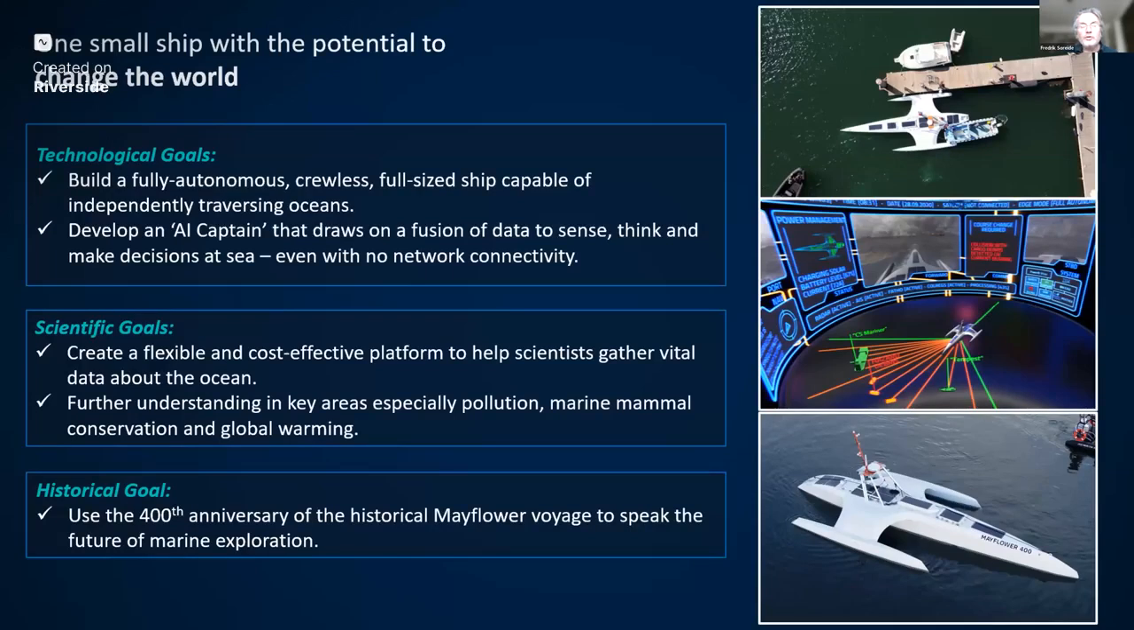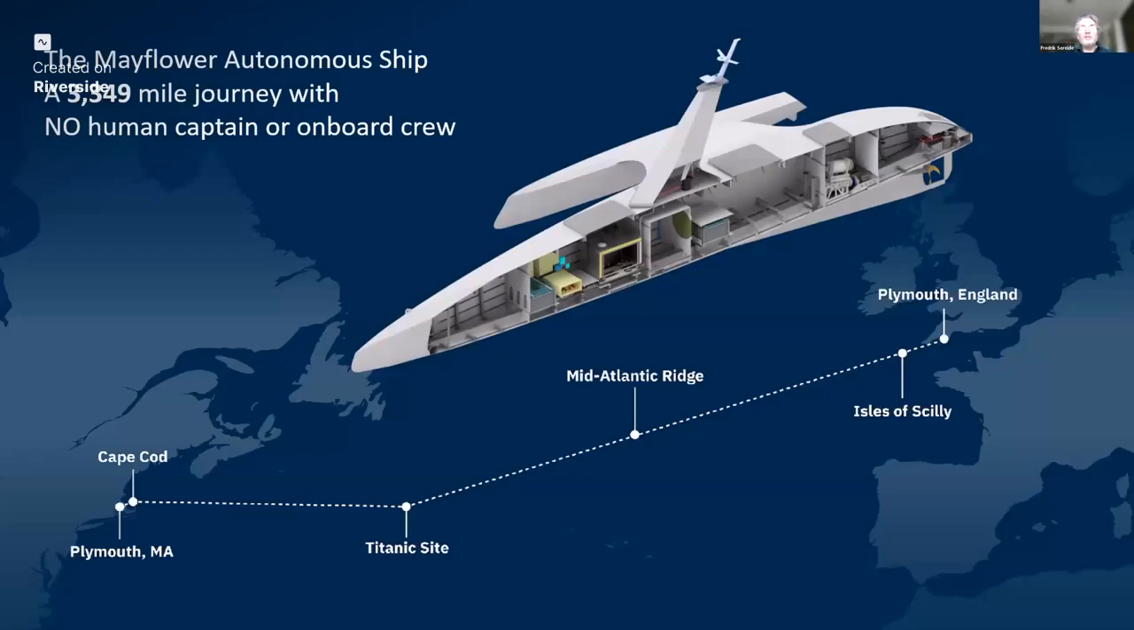And at the same time, we wanted to commemorate the 400-year anniversary of the historical Mayflower voyage, which sailed in 1620 from Plymouth to the US. So we wanted really to sail in 2020. Because of COVID, we sailed in 2022. So it took a little bit extra time to get across the Atlantic Ocean. And at that time, it was the first ever crossing of an autonomous ship across the Atlantic Ocean. So the Mayflower ship is really all about technology and ships and doing science the good way.